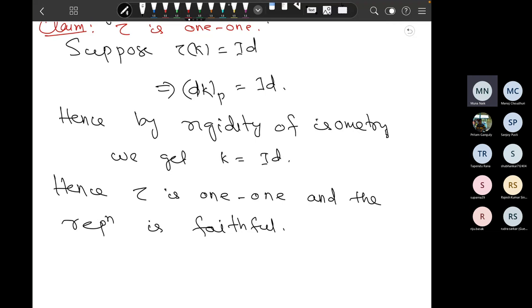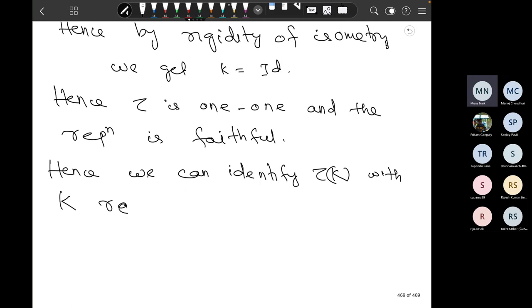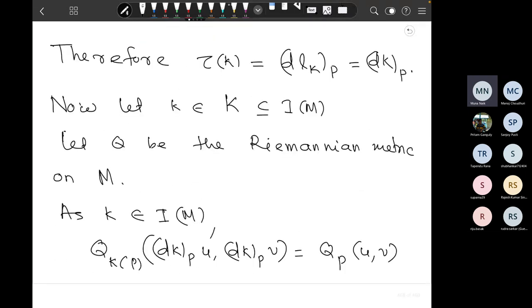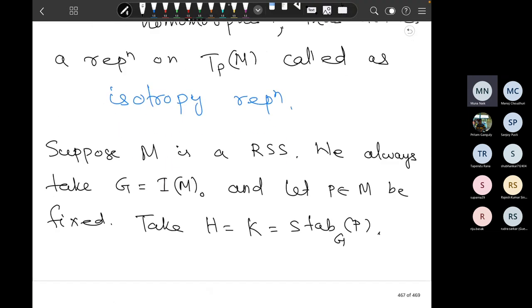This is faithful and therefore tau is 1-1. In this representation we can identify tau K with K, regard K as a subgroup of the orthogonal group of T P M. So whenever I say that M is a Riemannian symmetric space and we consider this isotropy representation, we are really considering this thing. I am taking G equal to I(M), and we have seen that G acts on M transitively.